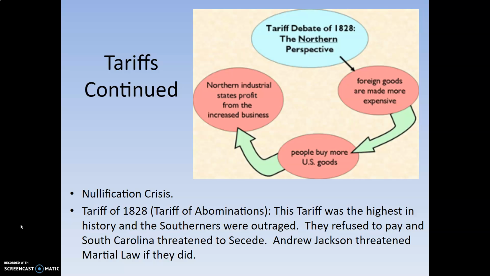Wait a minute, Coach, it's not even 1861 yet. This is 1828. Well, there were problems, of course. Andrew Jackson threatened martial law if they did.